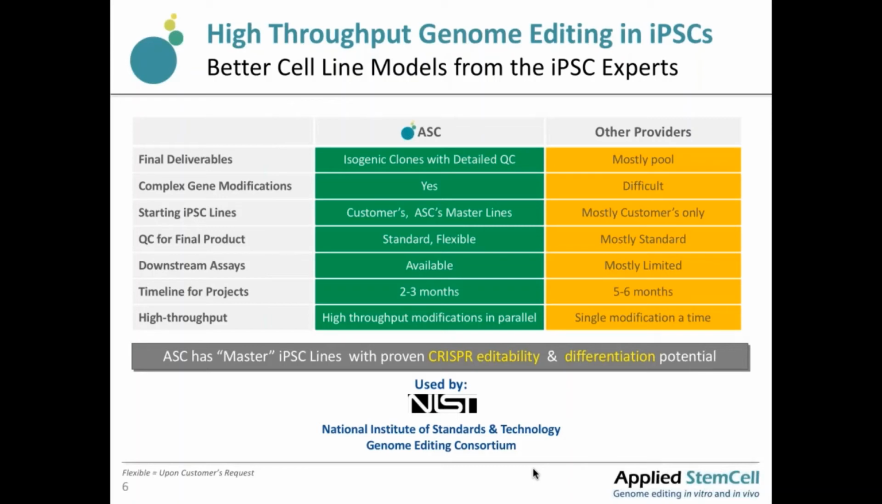And again, our timeline for a project is about 2 to 3 months compared to other manual methods, which take about 5 to 6 months. And our high throughput modification technology allows us to work in a 96-well plate format. So basically hundreds of lines or modifications in parallel. This really makes the process much faster and higher throughput compared to the current manual method, which is a single modification at a time.